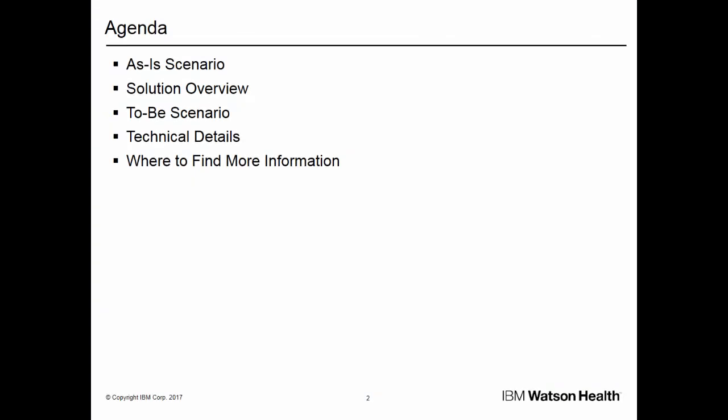In this presentation, we'll start by discussing the as-is scenario, that is, the state of the software prior to version 702. We'll then move on to an overview of the solution or enhancement, including screenshots and descriptions of the to-be scenario. In other words, the changes in version 702. We'll then present some of the technical details of the changes, and we'll finish by telling you where you can find more information about the updates.